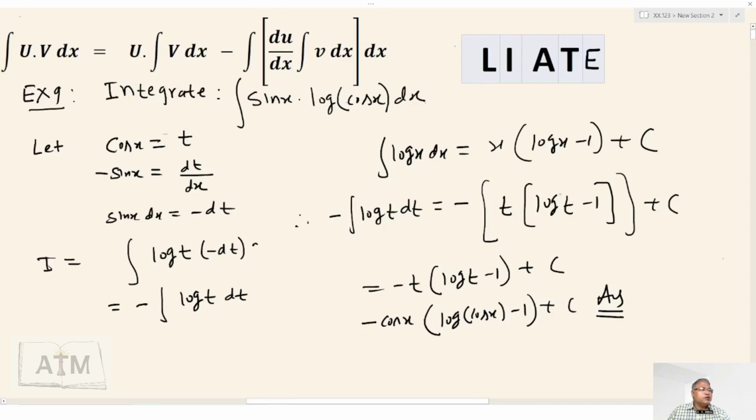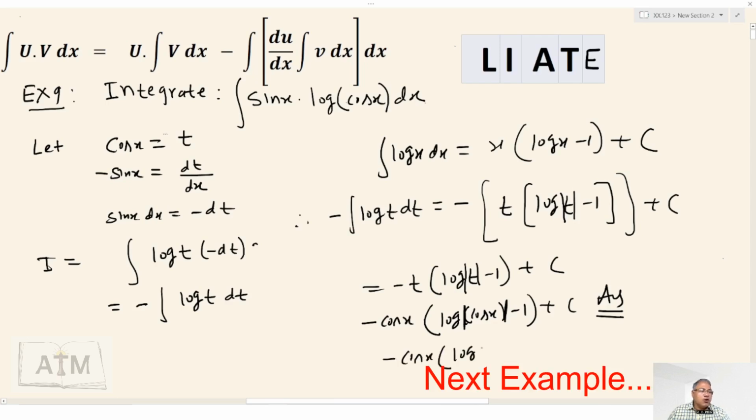Here, a little correction. Here is a mod. By mistake I have not written it. Here also mod. So what is that? Minus cos x (log of mod cos x minus 1) plus c. This is the final answer.